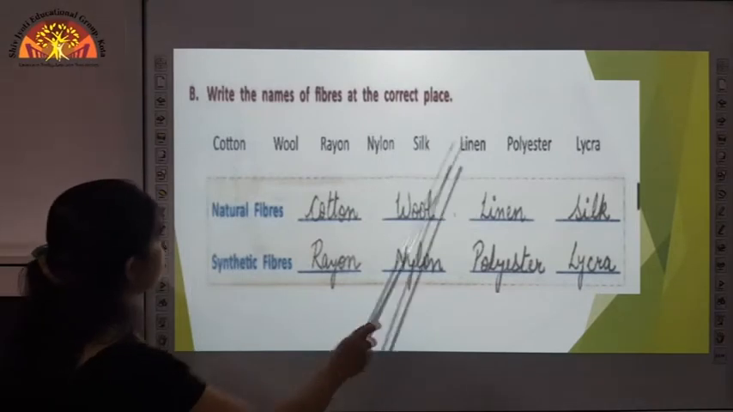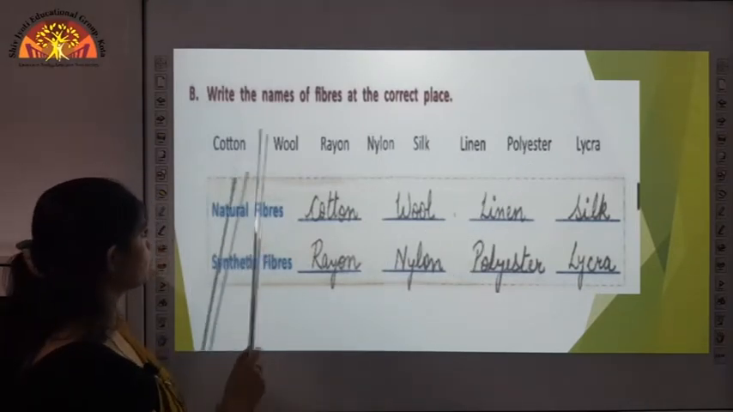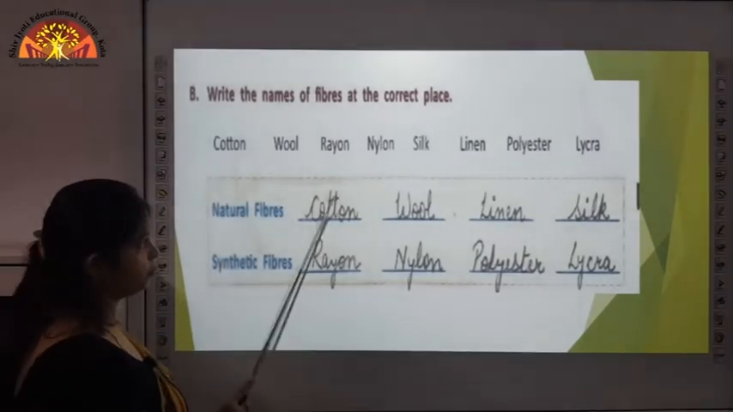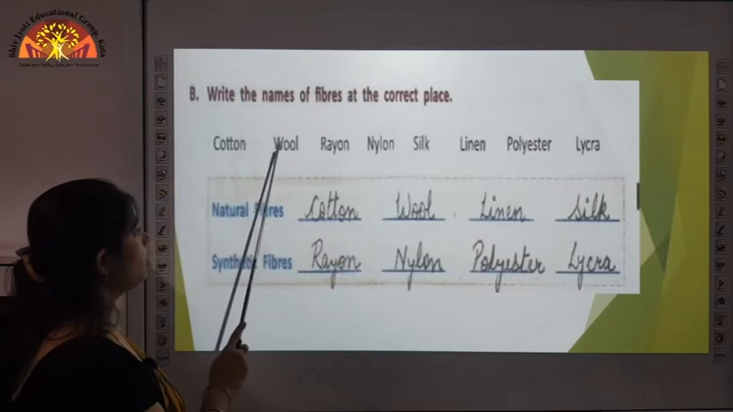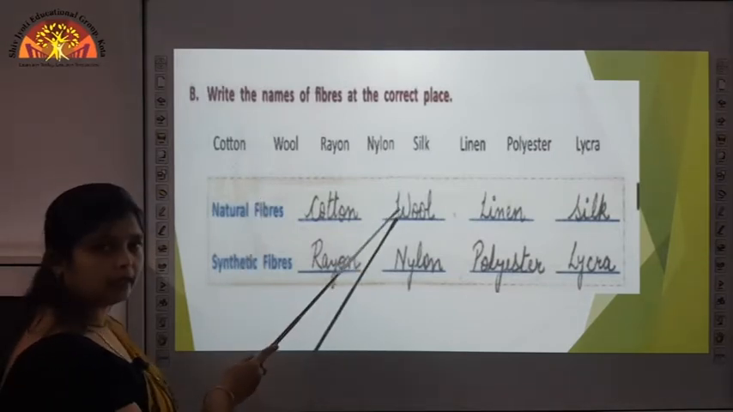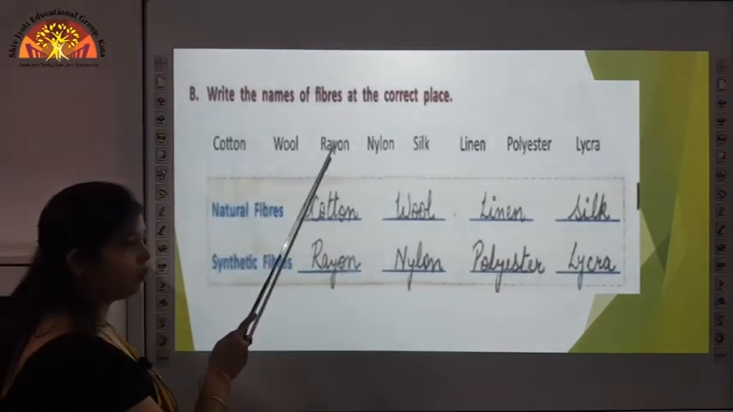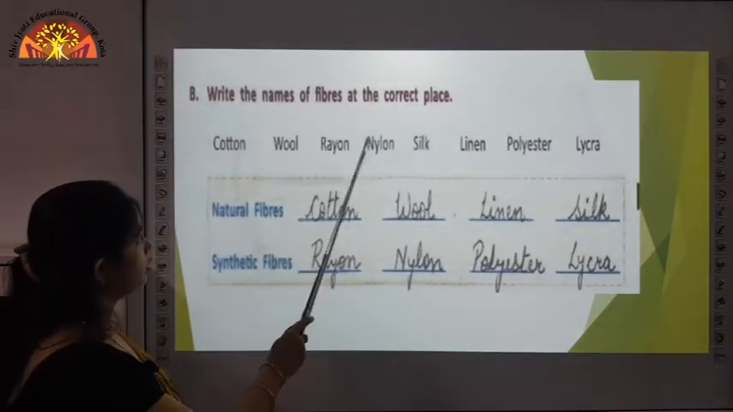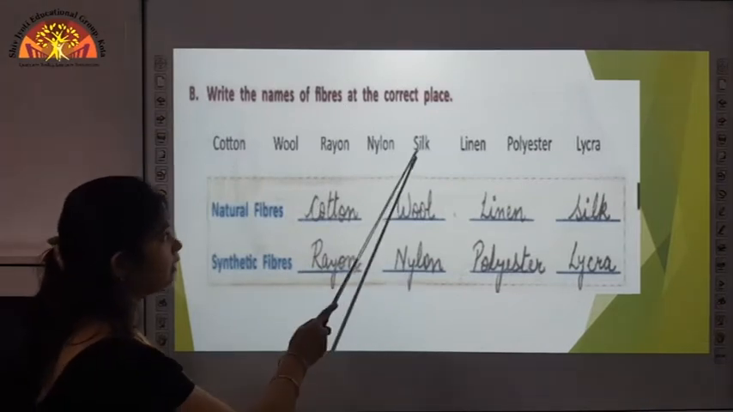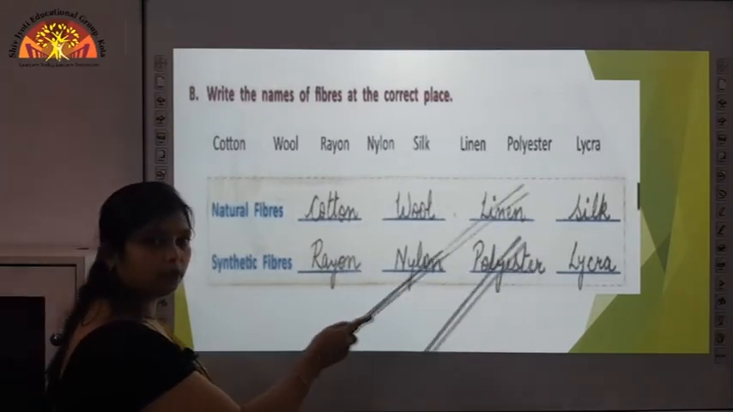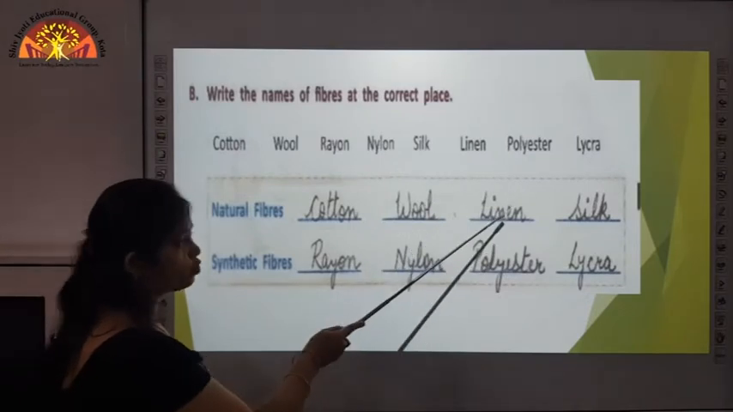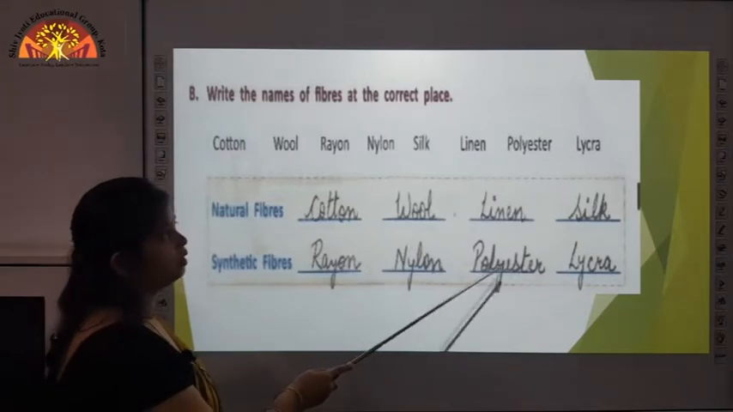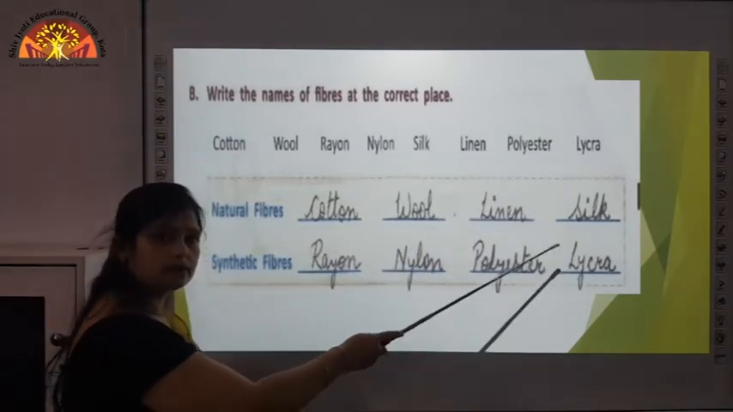Now some fibers are given over here, and now we have to choose which one is natural and which one is synthetic. So cotton, obtained from cotton plant, so it will come in natural fibers. Wool, obtained from sheep, again natural fiber. Rayon, it is a man-made fiber, so it will come under the category of synthetic fibers. Nylon, synthetic fiber. Silk, natural fiber, obtained from silkworm. Linen, natural fiber, obtained from flax plant. Polyester, man-made. Lycra, man-made or synthetic.